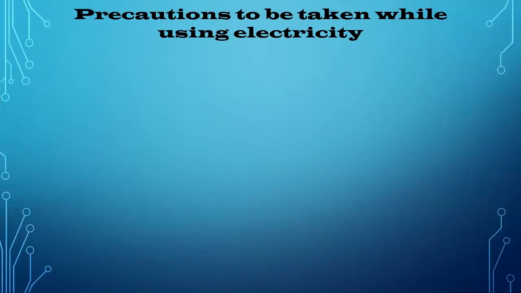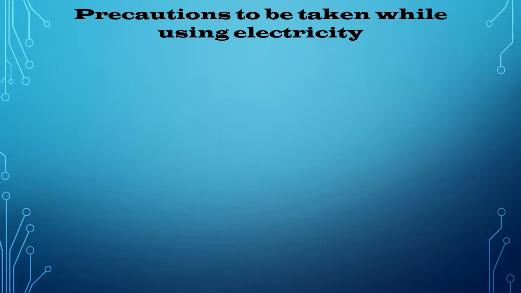Electricity is of utmost importance in the modern world. We depend on it for almost everything in our day-to-day life. Therefore, we have to use electricity wisely and safely so that it may not damage our life and properties. So, here are some precautions to be taken while using electricity.